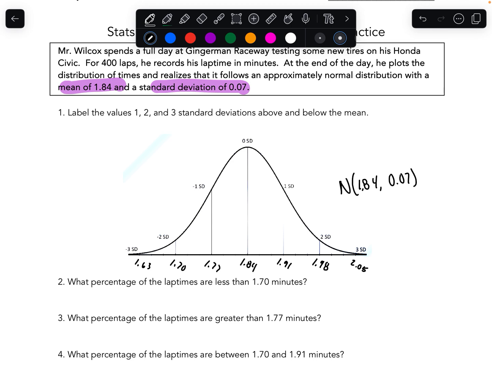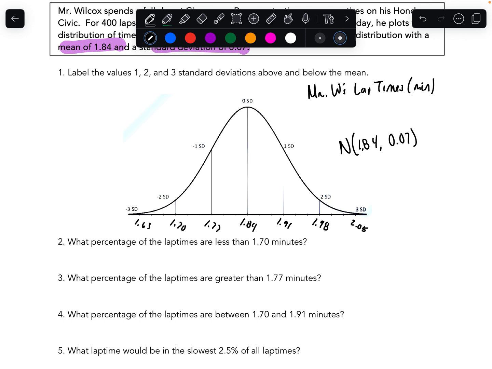Let's talk about lap times. These are in minutes, so I have the units there. So what percentage of lap times are less than 1.7? I'll notice that 1.7 is on a standard deviation, so that means we're going to be using the empirical rule here.